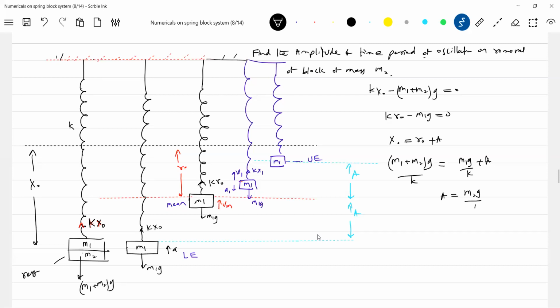Sir, how did you write x naught equals r naught plus A? Okay, from the diagram, yes. Or else the difference of these two is the amplitude. Here you have to look at this part: x naught plus the blue color line. I'll extend it so that it'll be easy for you.